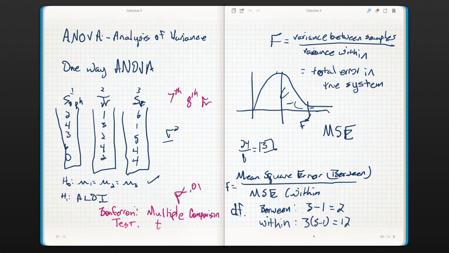But at the end of the day, the calculation itself is still the same. I simply divide the mean squared error for between samples by the mean squared error within samples. Sorry about that.